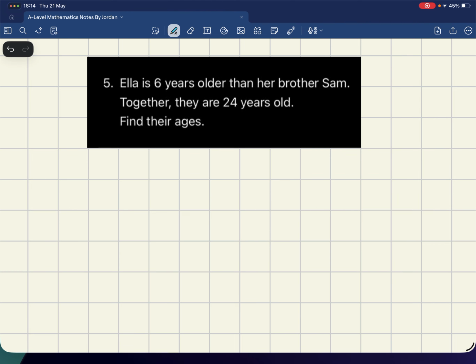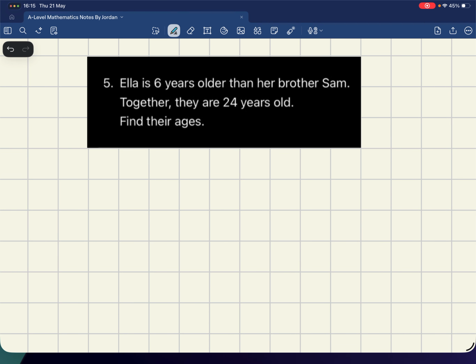So we've got Ella. She's going to be 6 years older than her brother Sam. So Ella's the older sibling. And then together we've got the 24 years old, and we'd like to find their ages. Okay, so the best thing to do really with this is to set it up algebraically in terms of their ages. So because we don't know how old both of them are, then what we're going to do is write an algebraic term for one of their ages and then compare that to their other sibling.